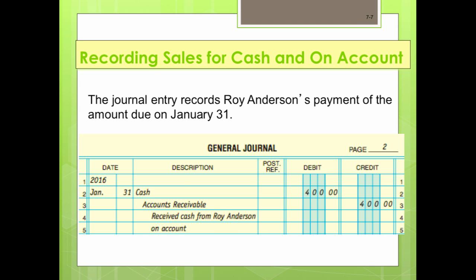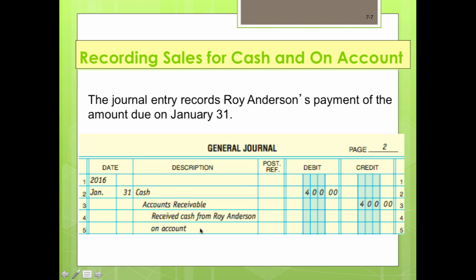So we have to record that transaction by debiting our cash account for $400, because now we're increasing our cash account because we're receiving cash from Roy, and we are decreasing or crediting our accounts receivable since he has paid the amount that was owed. And that is a description as received cash from Roy Anderson on account.